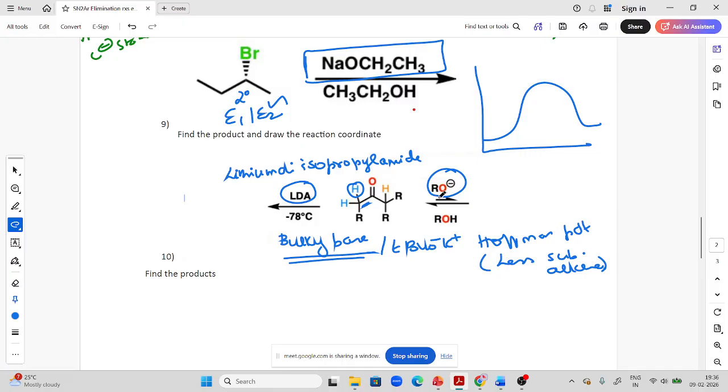Yes, ma'am. What about RO minus then? It is not a bulky base, so I could go for alkene formation on this side. Yes, alkene formation on that side would be more substituted. Okay, ma'am, got it.